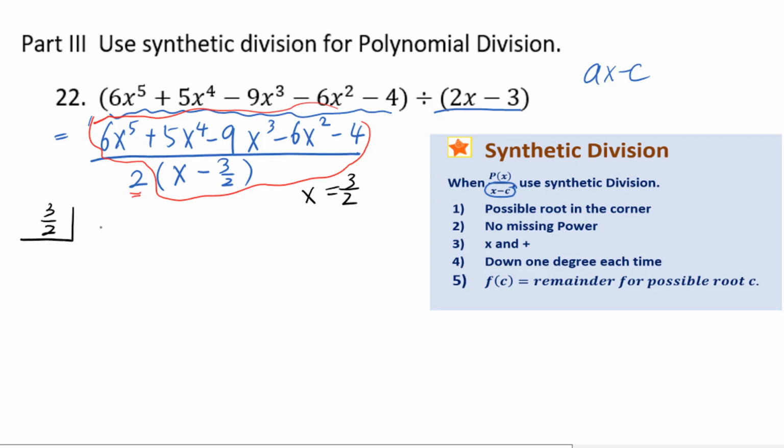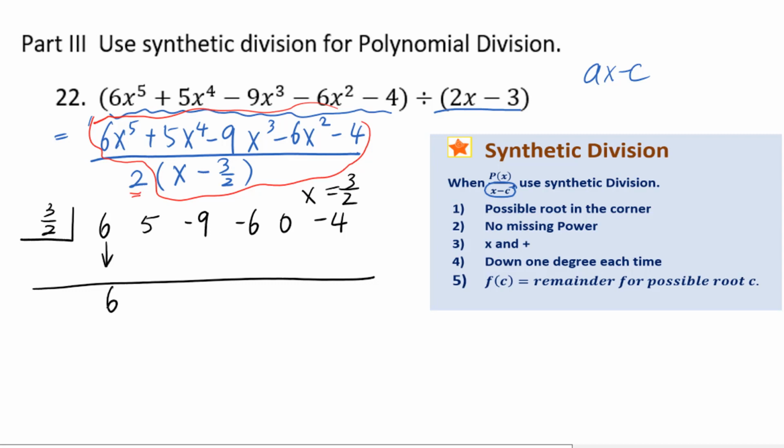3 over 2. No missing power. 6, 5, negative 9, negative 6, 0, negative 4. Drop down this 6. When you multiply a fraction, you will divide it by the denominator, multiply the numerator. 6 divided by 2 is 3. 3 times 3 is 9. Adding 14. 14 divided by 2 is 7.